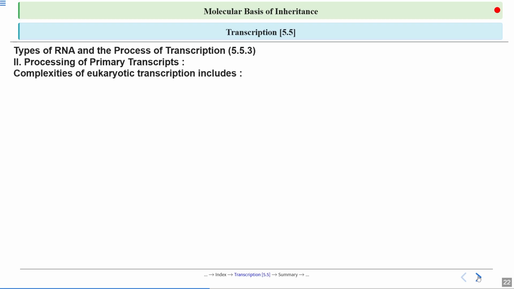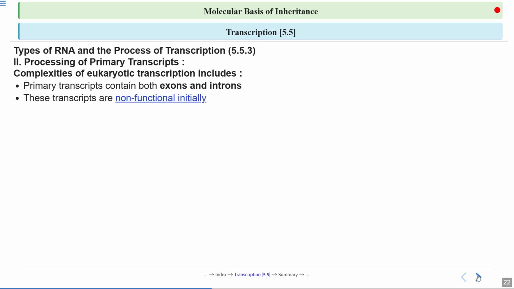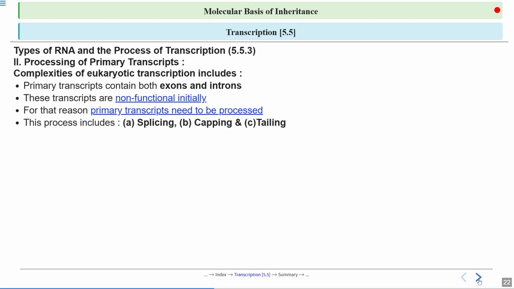Now the second point is the processing of primary transcripts. The complexity of eukaryotic transcription also includes what? Processing of the primary transcript, because we know that the primary transcript contains both exon as well as intron. Exon is the coding region, whereas intron is the non-coding region. These transcripts are non-functional initially. For that reason, primary transcripts need to be processed. This process includes splicing, capping and tailing.